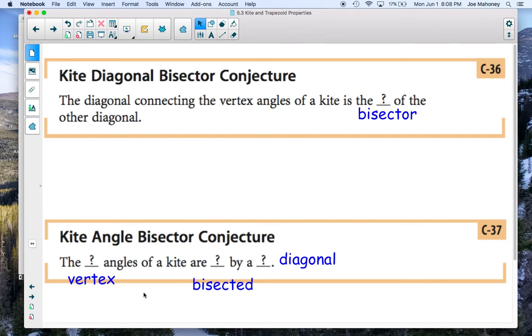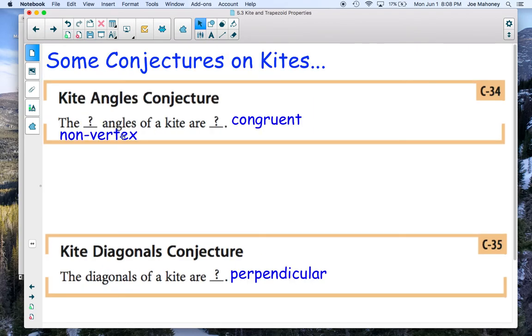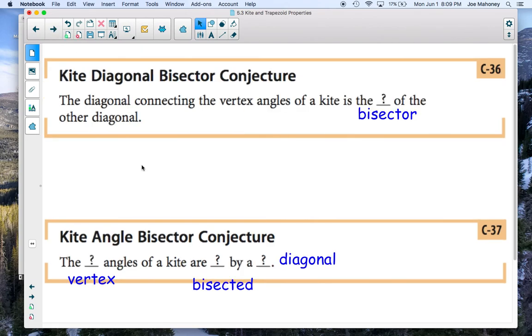So those are our four big conjectures about the kite. Let's go through them real quick again. We said that the non-vertex angles were congruent. The diagonals were perpendicular. The diagonal that connects the vertex angles bisects the other diagonal. And the vertex angles are bisected by that diagonal. Some great things there.